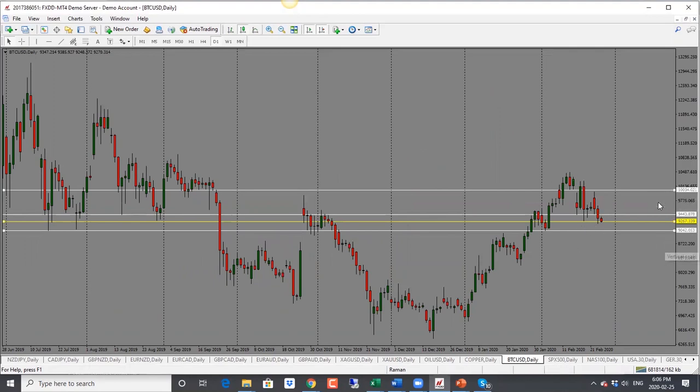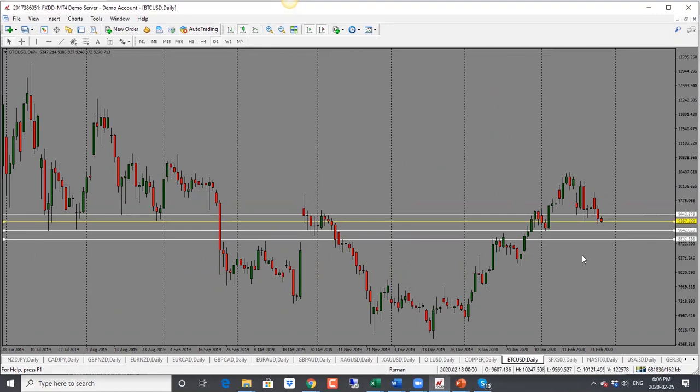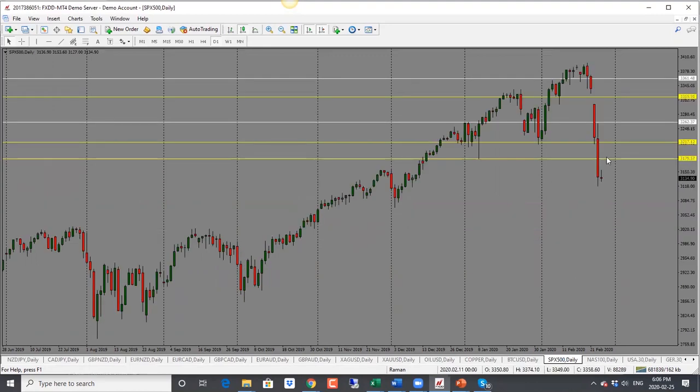Next target here is 9050. And if it continues, then we are looking at 8820-ish level. So bias here is bearish for Bitcoin as well.